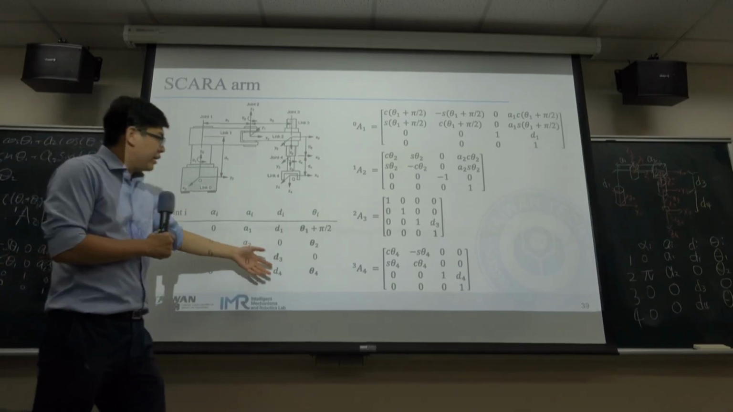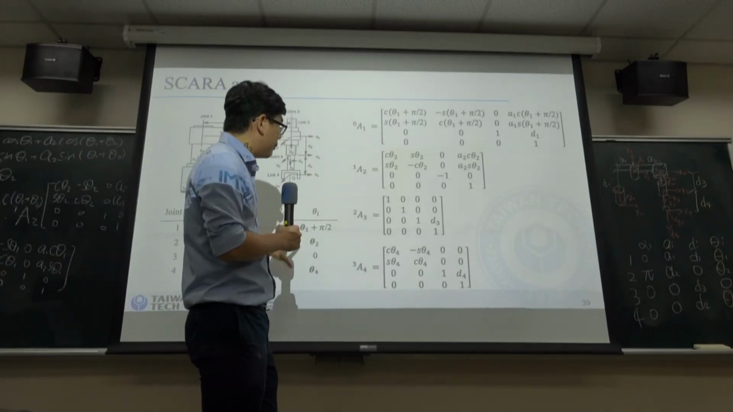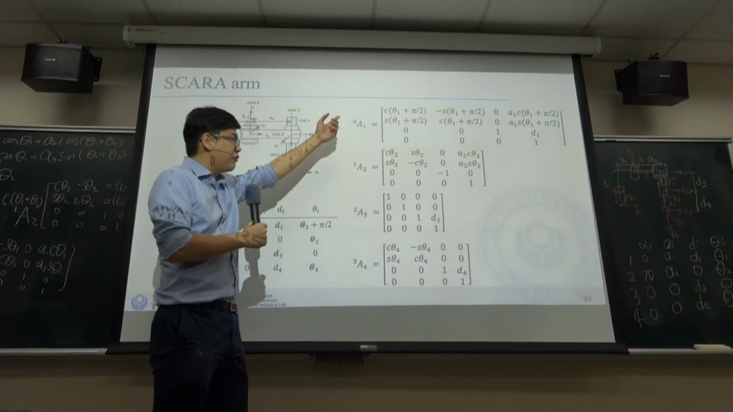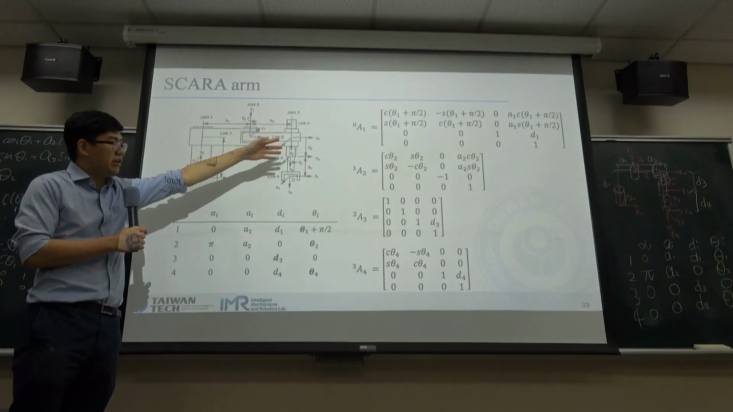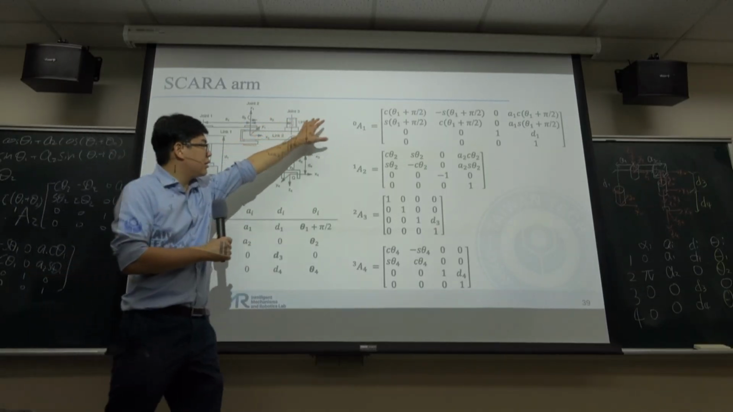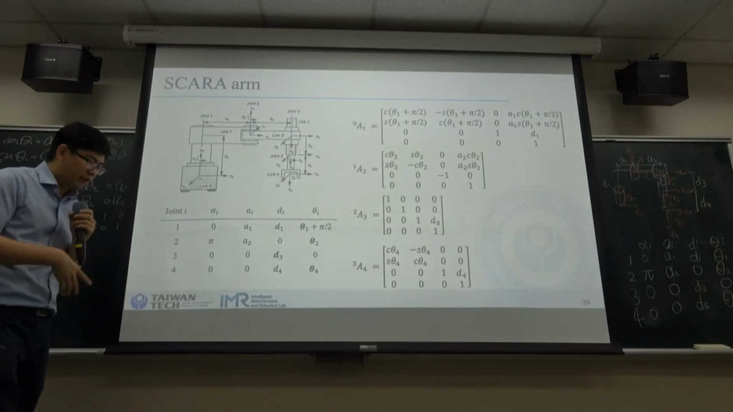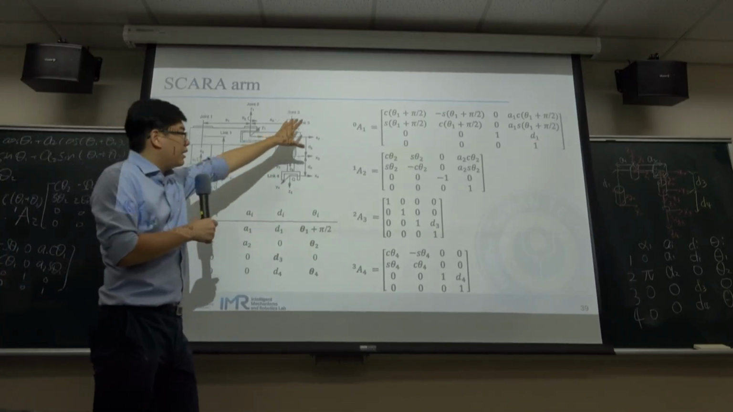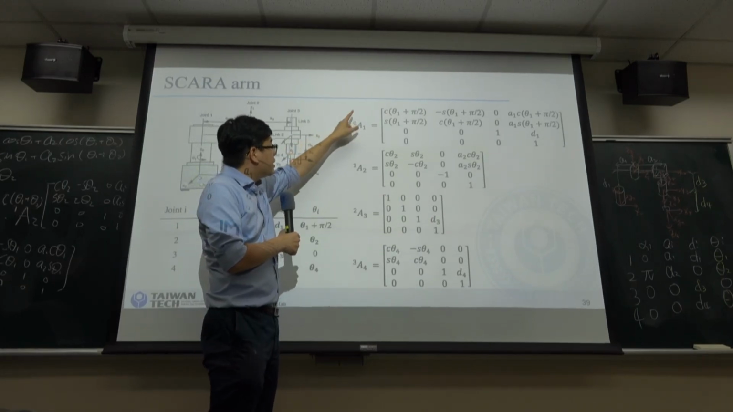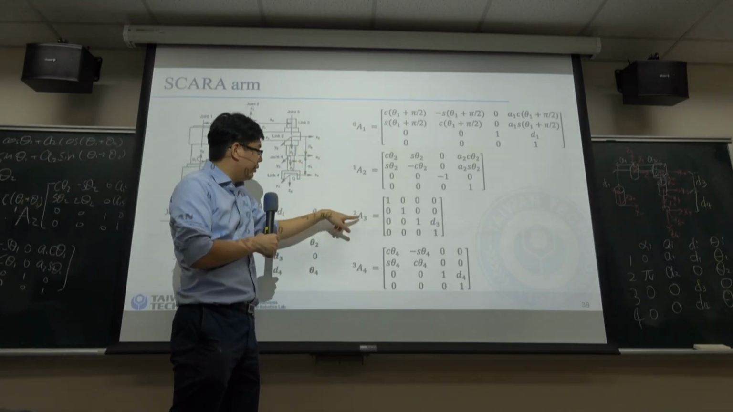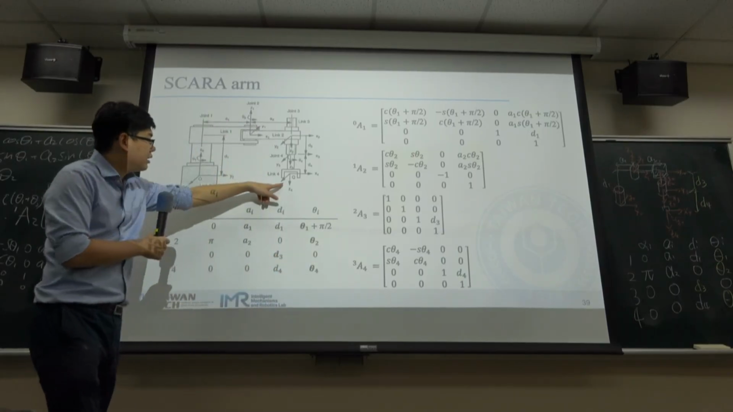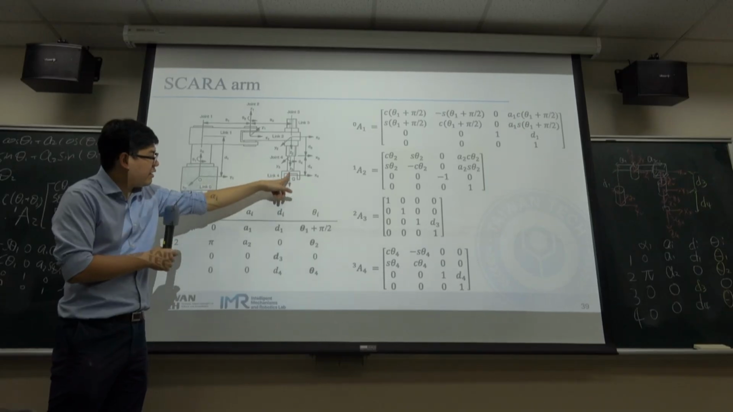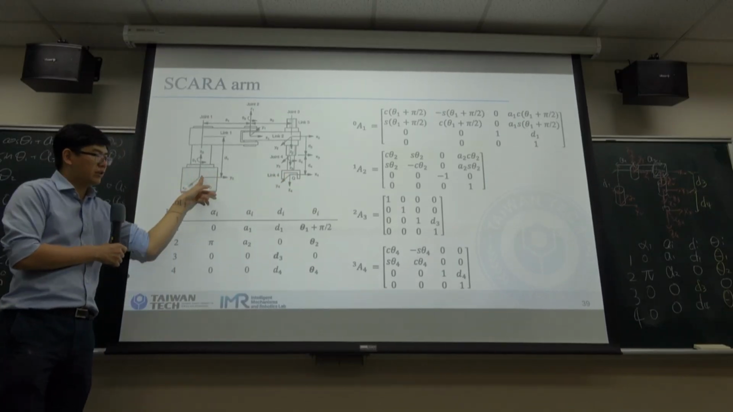So we just plug all these DH parameters into our general equation, the matrix. Then we can get the 4 transformation matrices. And if we multiply 0 to 1, 1 to 2, 2 to 3, and 3 to 4, then we can get the configuration of the end effector frame with respect to the base frame.